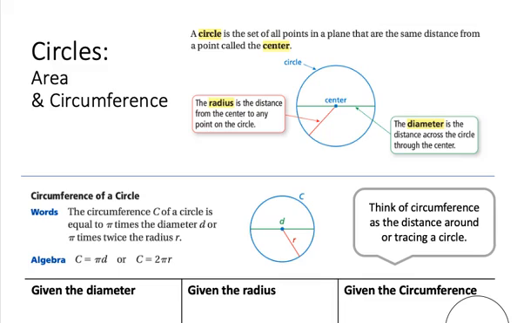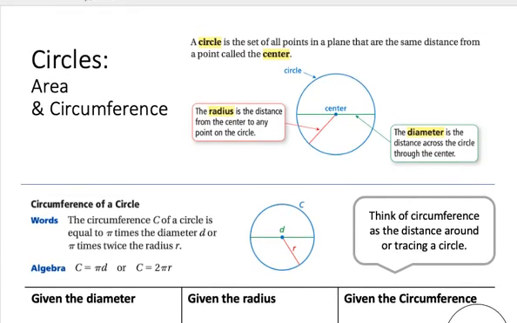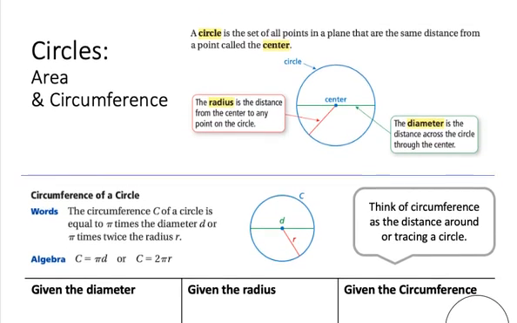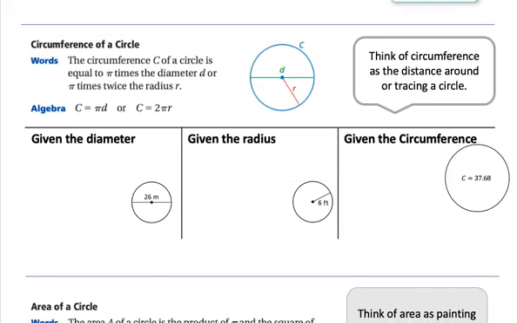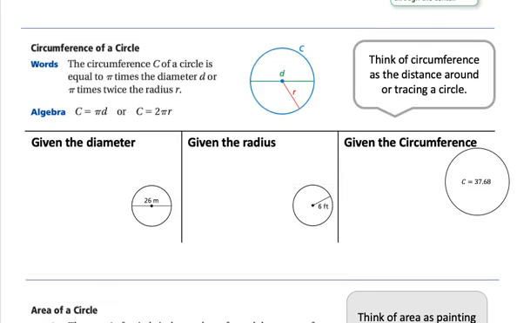And we're going to begin today looking at the circumference. And as you can see, the circumference, or the letter C is what we use for circumference, of a circle is equal to pi times the diameter, which is d, or pi times twice the radius, r. Well, that's what the diameter is, right? The diameter is twice the radius. The radius is halfway, diameter is all the way.